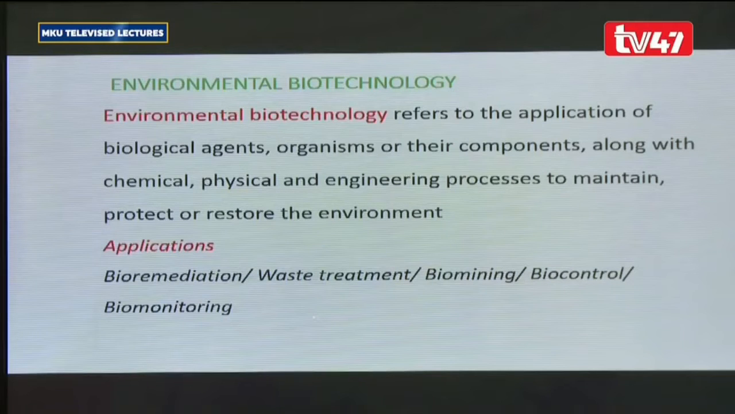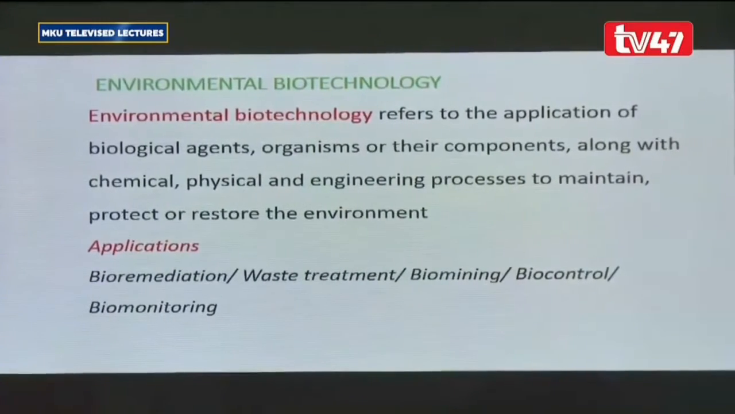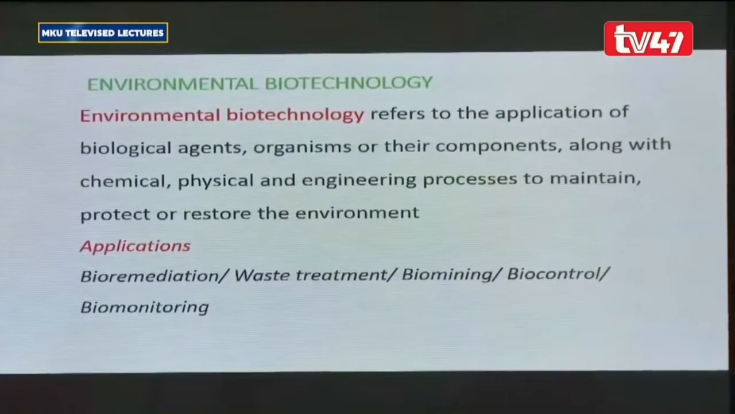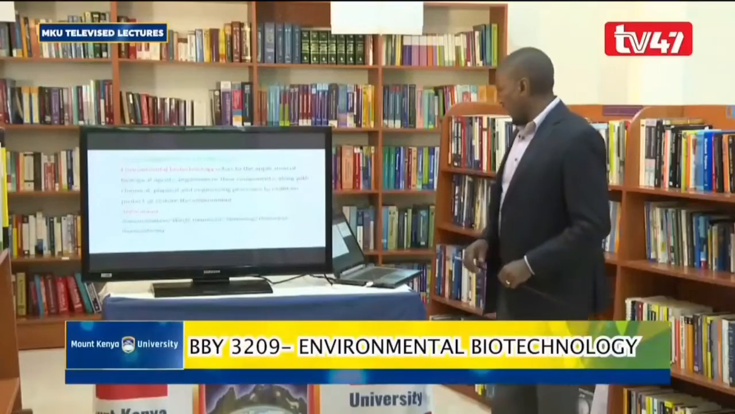Then we have biocontrol and biomonitoring, where we use living organisms to monitor changes in the environment. Maybe if you see plants are dying, that could be an indication of some contamination. If you see certain plants growing in certain areas, it is an indication of maybe a particular chemical or a particular substance or a particular condition within the environment. Biocontrol would be things like the use of bioinsecticides, which are natural, and they're used to control things like pests.